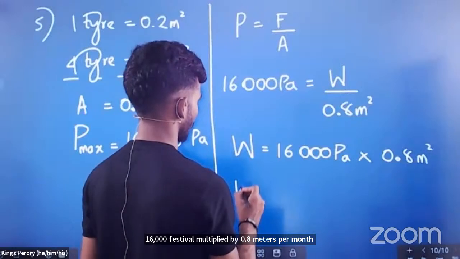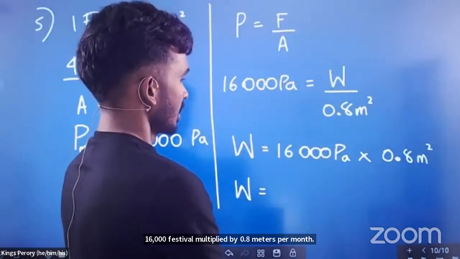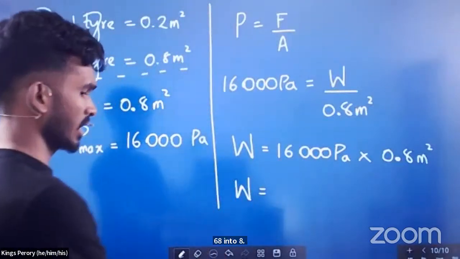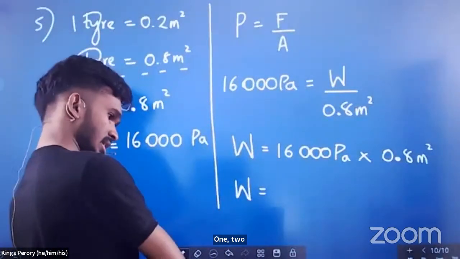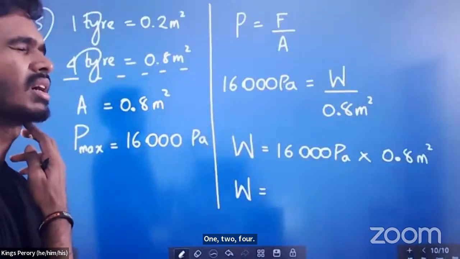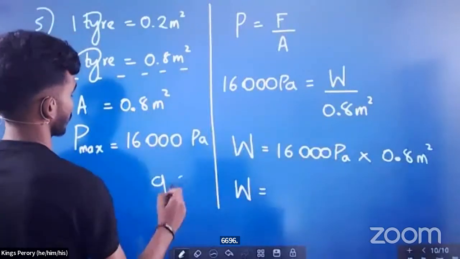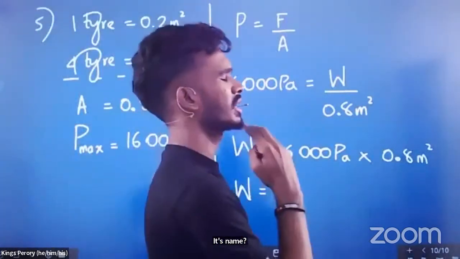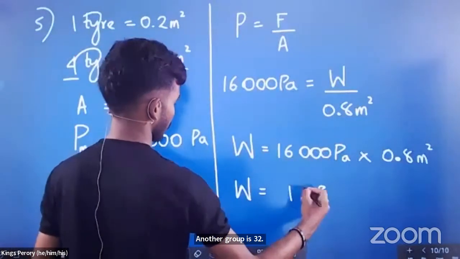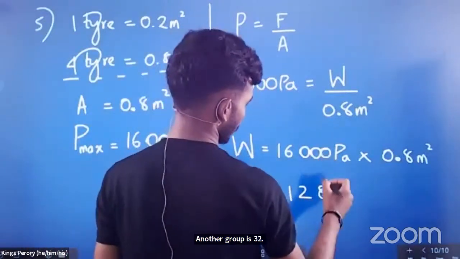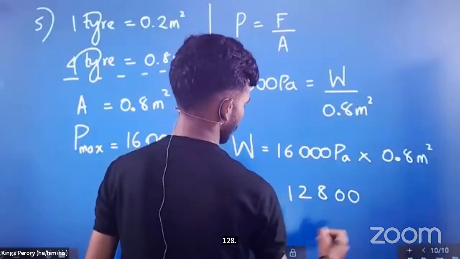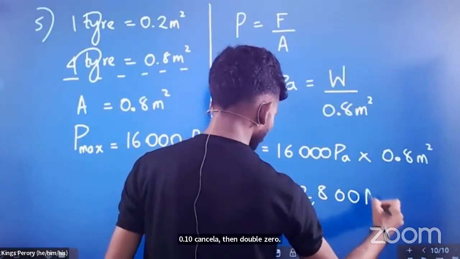Now the weight of the Jeep is 16 into 8. 16 into 5 is 80. 16 into 6 is 96. Another 2 is 32. 1 to 8. Zeros cancel off. 12,800 Newton.